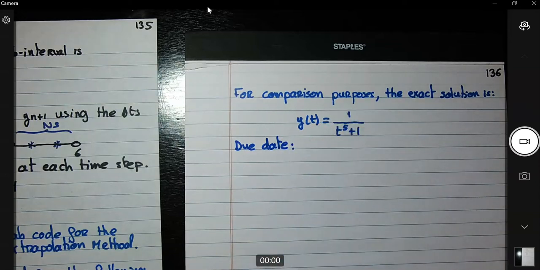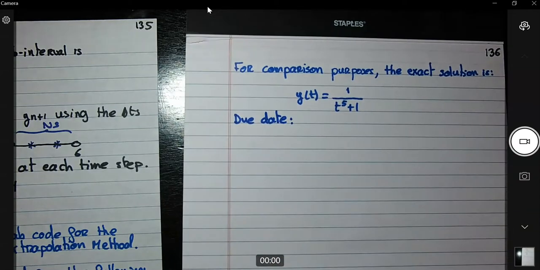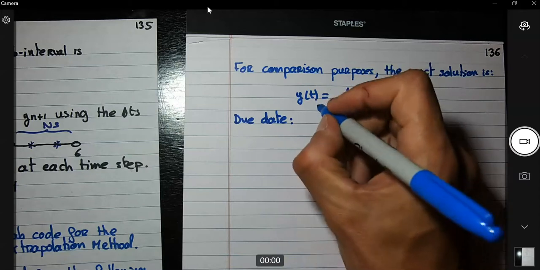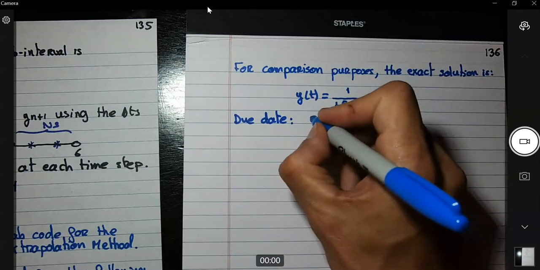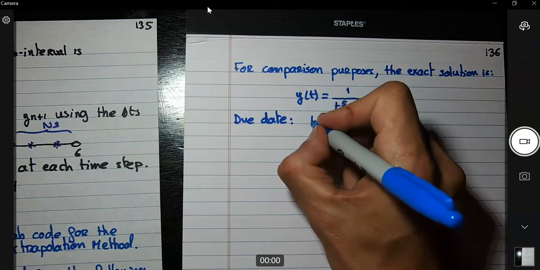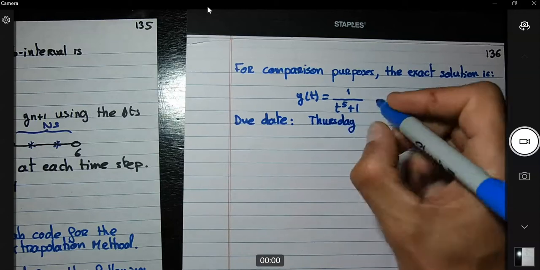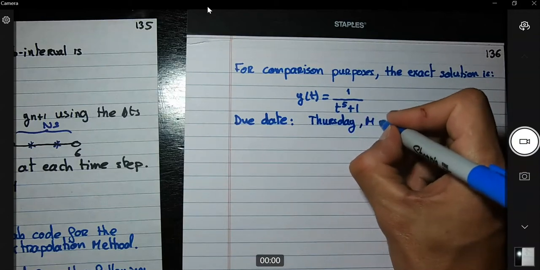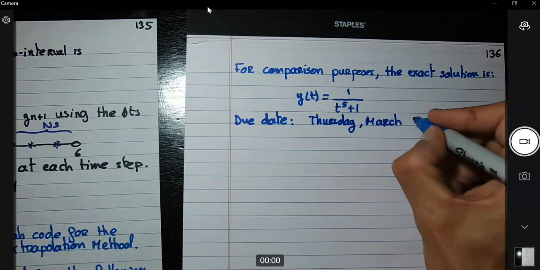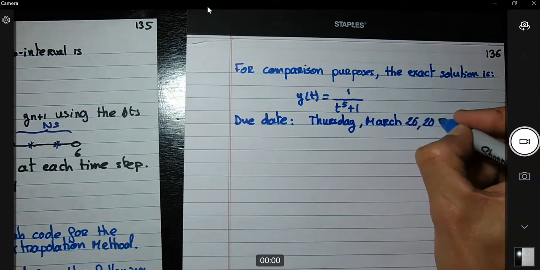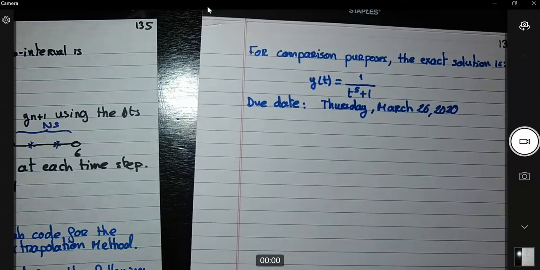I mean, if you are good at it, it's just going to take you 10 minutes. If you're not good at it, it might take you a couple of hours, okay? But let's make the due date today's Thursday, so Thursday, March 26, 2020. Okay, I'll create right now the link into the assignment into Canva so you can upload it.